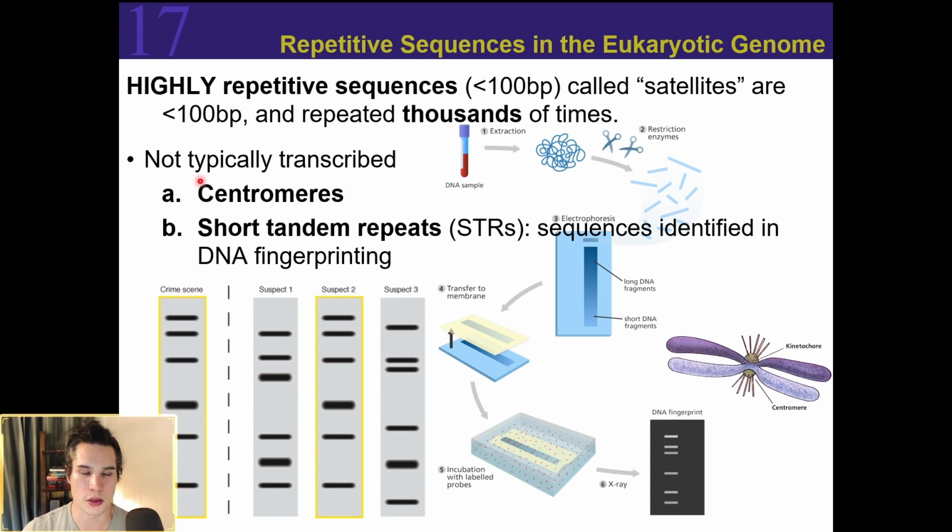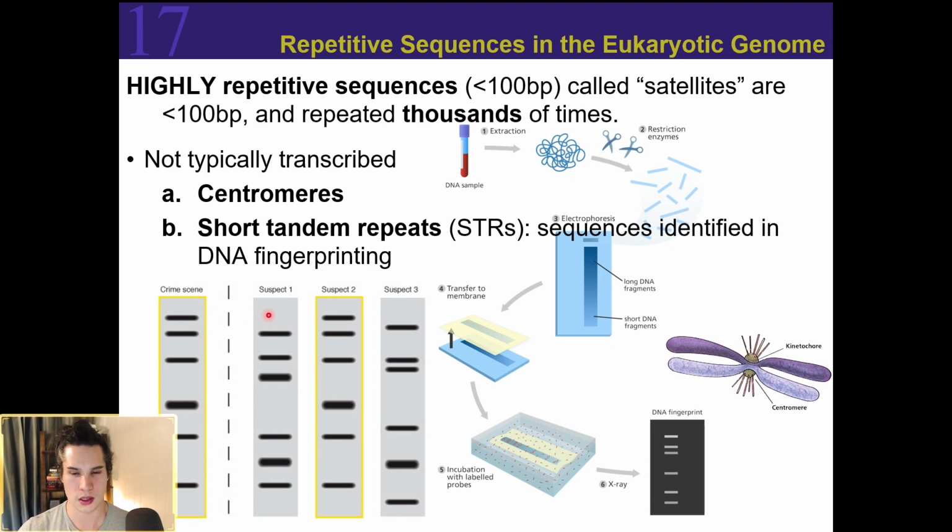And these regions are typically not going to be transcribed, so they're going to be a part of things like our centromeres, or they could be a part of short tandem repeats, which are sequences that we could use for DNA fingerprinting, for example. If you remember from 160, you might have had a crime scene lab where restriction enzymes were used. Essentially, restriction enzymes have a tendency to cut your DNA at specific loci.